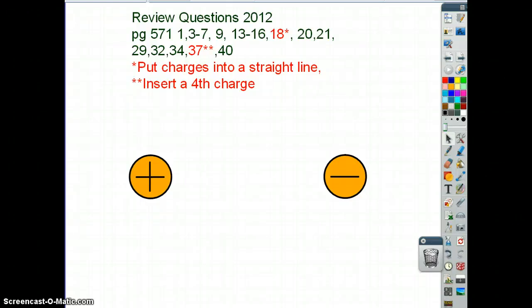Hello, review problems for chapter 16 here on page 571. We're looking at number 1 first. How are conductors different than insulators?